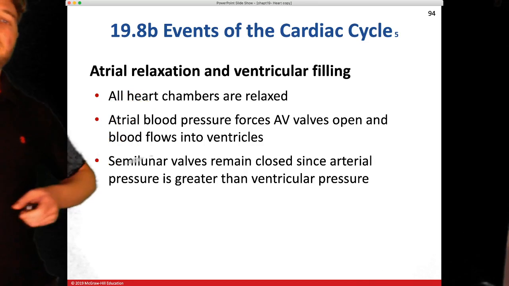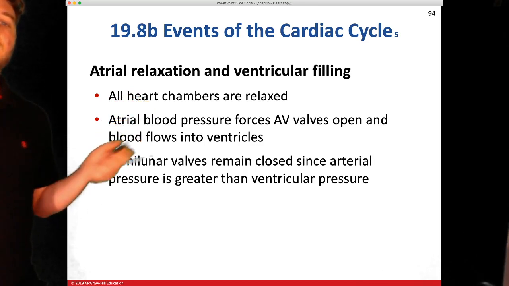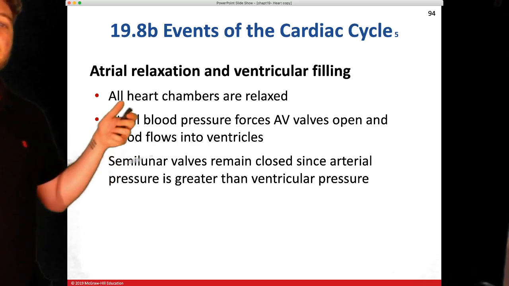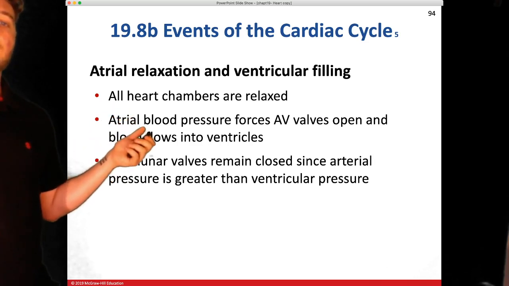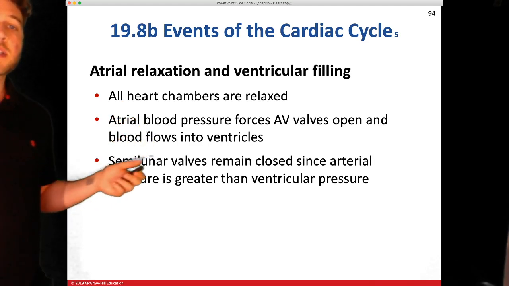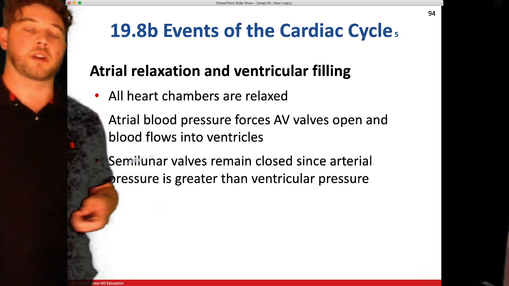Atrial relaxation and ventricular filling. All heart chambers relaxed. Atrial blood pressure forces AV valves open, and blood flows into your ventricles because there's, again, all chambers relaxed. The atria are filling from the lungs, from the vena cava. And the semilunar valves remain closed since arterial pressure is greater than ventricular.